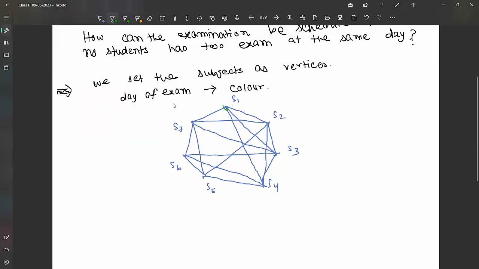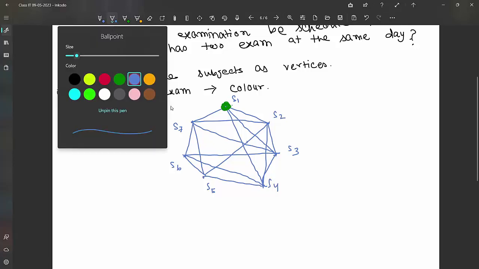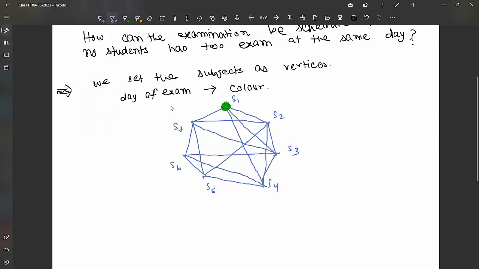Let's start with green. This is green color. We are assigning the color here. So S1 gets green color. S1 is green. After that S2 is connected with it, so we can't give S2 green. You have to put some other color in S2. Some other color to S2, and suppose the color is blue. Blue color at S2.